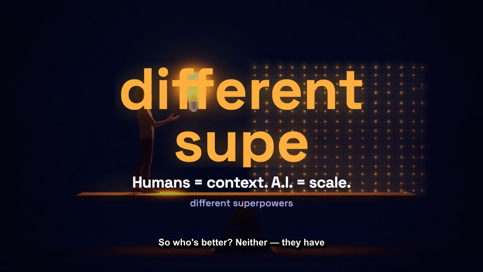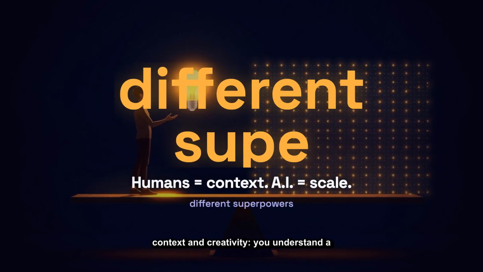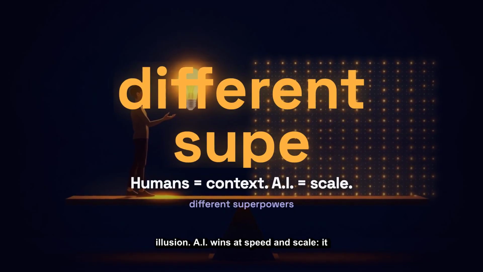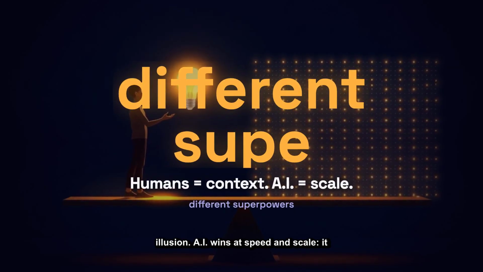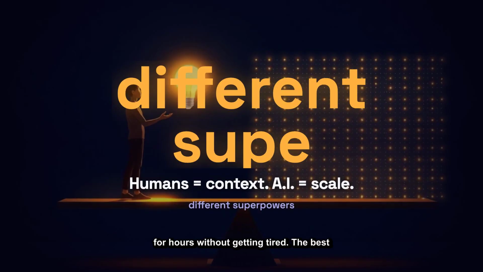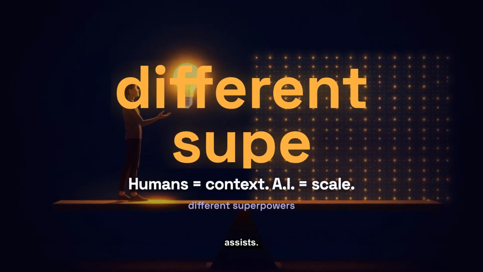So who's better? Neither, they have different superpowers. Humans win at context and creativity. You understand a joke, you feel surprised by an optical illusion. AI wins at speed and scale. It can scan thousands of slides or count cars for hours without getting tired. The best results come when humans decide and AI assists.